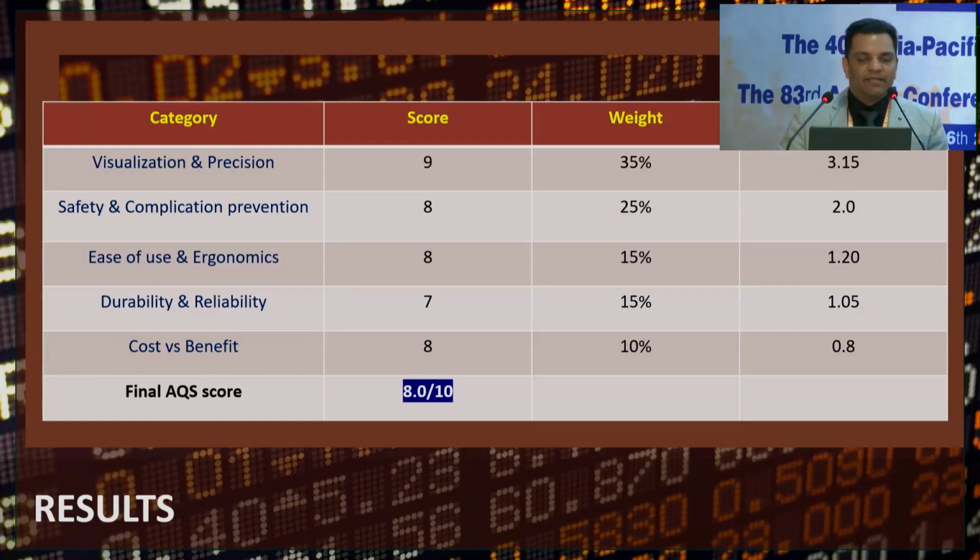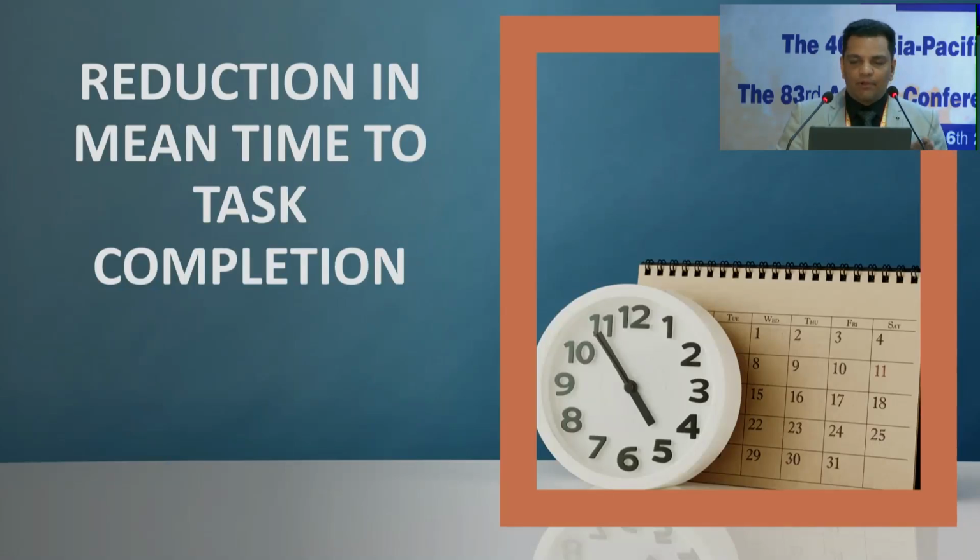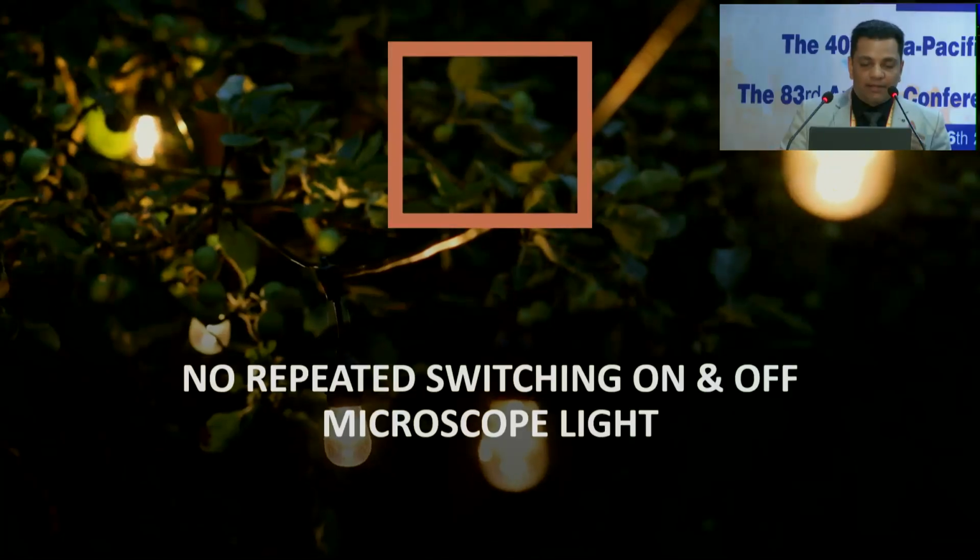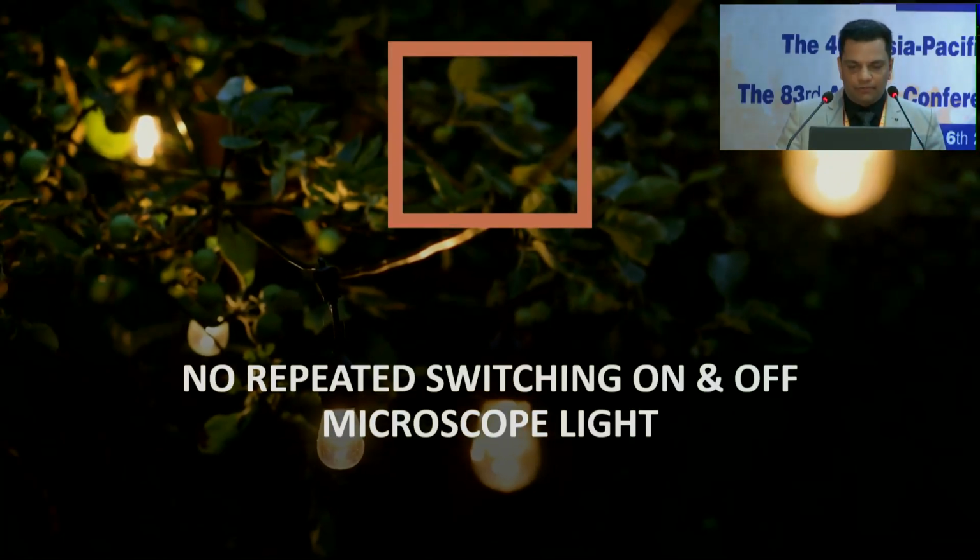Its durability is a little bit subjective. Some said that we don't know how long it will last after ETO sterilization, but it was pretty okay. And cost versus benefit also, it's extremely cheap, around 50 rupees for a piece of 2. So this was the final score we got, 8 out of 10. And the main important point is that it reduces the mean time to task completion, which is a reduction in the time for an instrument exchange, and no repeated switching on and off of the microscope light.